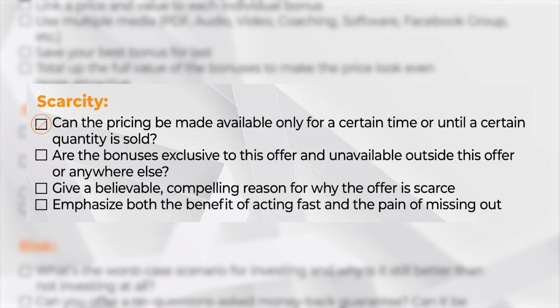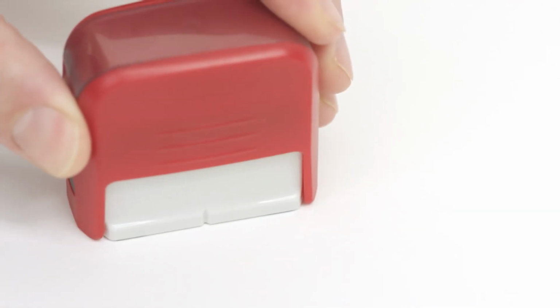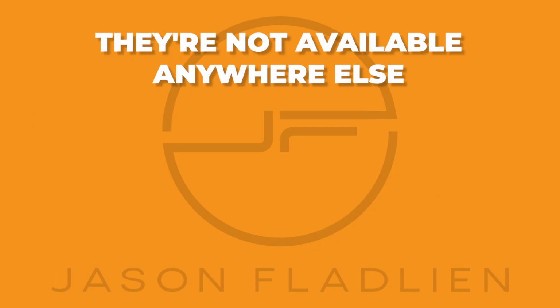Then the other thing is access. Is the offer going to go away after a certain time or after a certain quantity is sold? Are the bonuses exclusive to this offer and unavailable anywhere else, or are they not exclusive? I prefer exclusive bonuses. That's what I shoot for. So if we put a bonus here, we can't use that bonus anywhere else. The ideal, the paradigm that I shoot for is the bonuses are exclusive just to that offer. They're not available anywhere else.